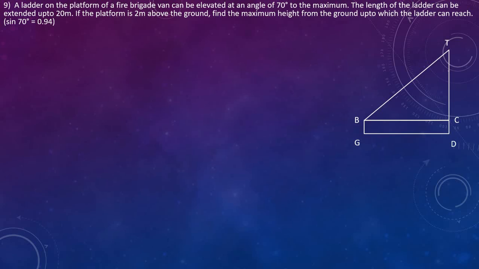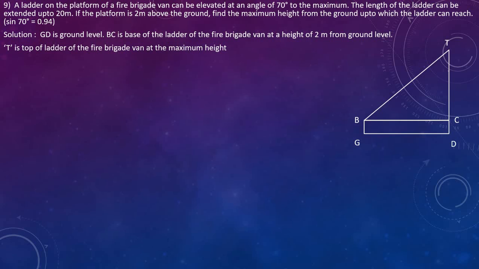So here in the question they have given that there is a fire brigade van, and from the platform of the fire brigade van there is a ladder which is elevated at an angle of 70 degrees to the maximum height. The length of the ladder can be extended up to 20 meters. So the length of the ladder is given, that is 20 meters. Now the platform is 2 meters above the ground. We have to find the maximum height from the ground up to which the ladder can reach. Also they have given the value of sin 70 as 0.94.